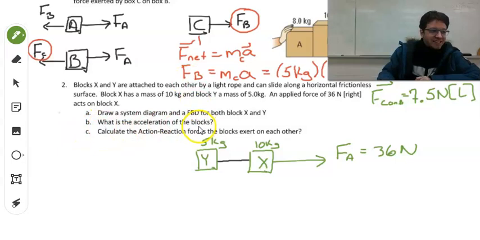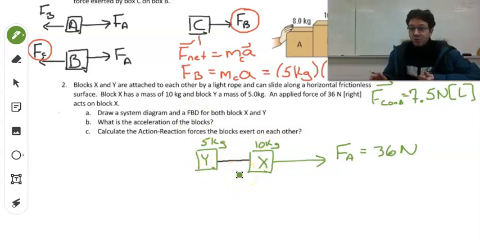Then it says, what's the acceleration of the blocks? Going up to the previous problem, they told us the acceleration, but the important thing to note is all the blocks accelerated together with the same value. And it would be the same here. If two things are moving together, they're accelerating together.